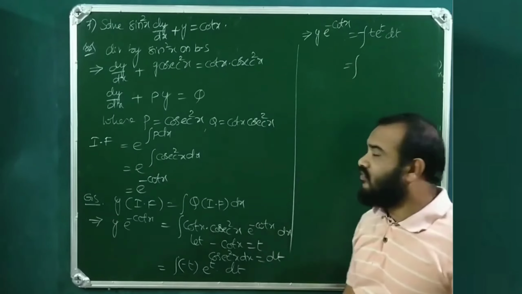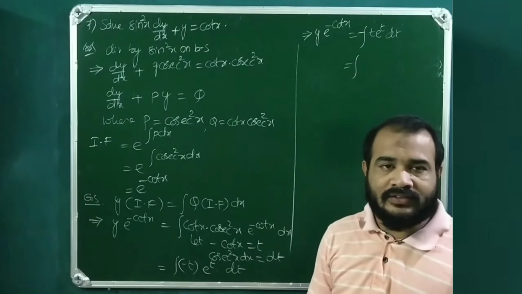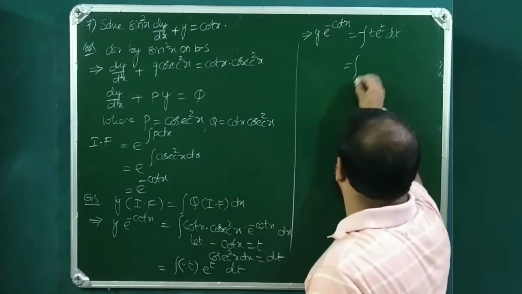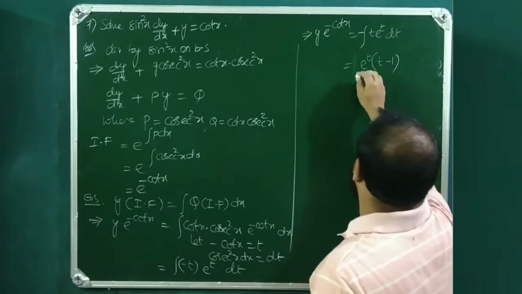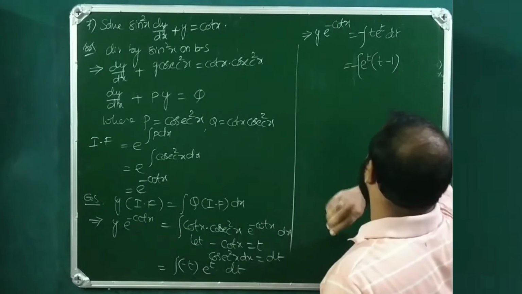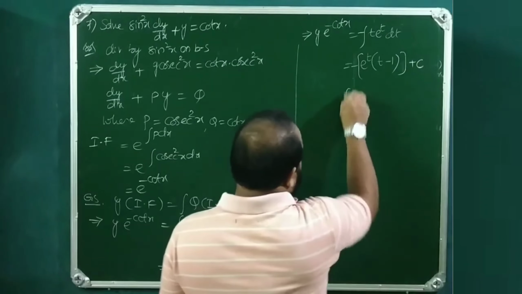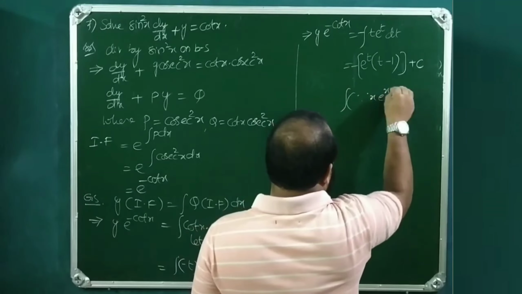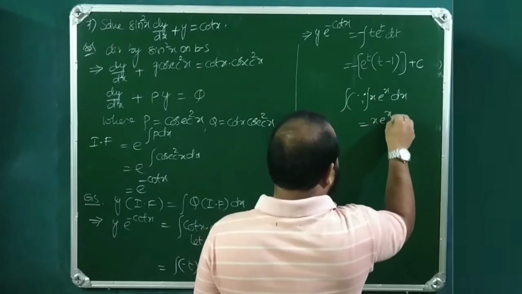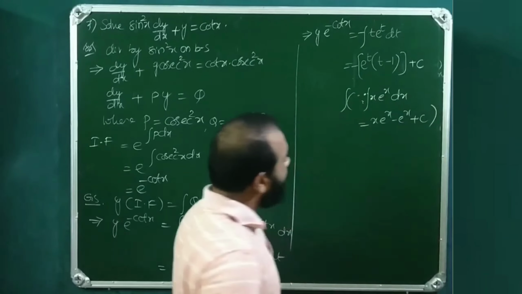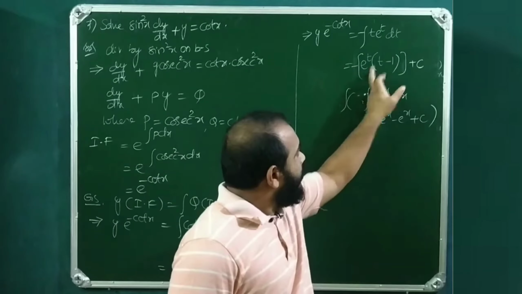In the last problem we saw that the integral of x e power x is x e power x minus e power x. If you take e power x common, it is x minus 1. Here, it is e power t into t minus 1. This minus will stay here itself, plus constant of integration c, since the integral of x e power x dx is x e power x minus e power x plus c.